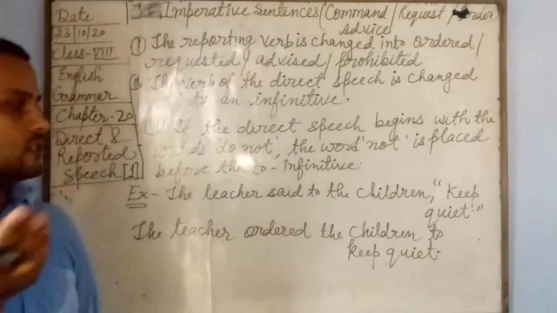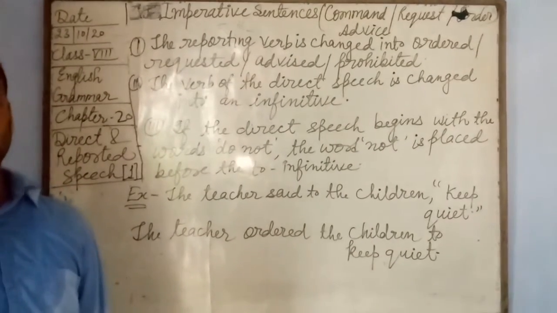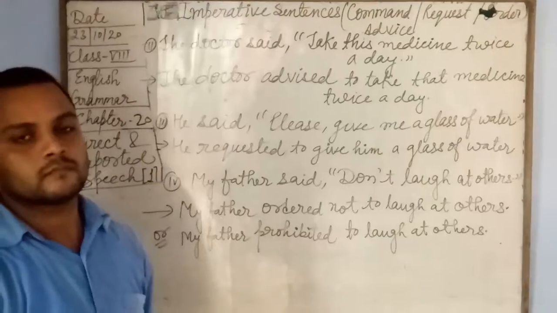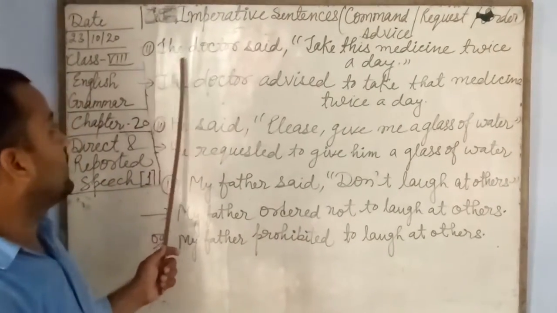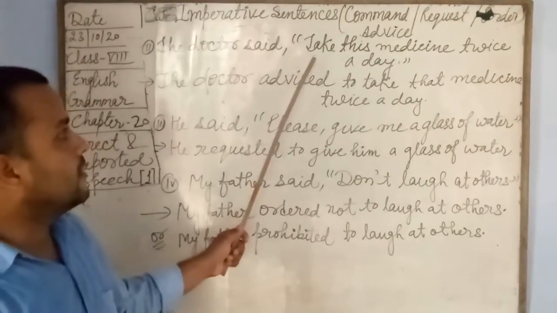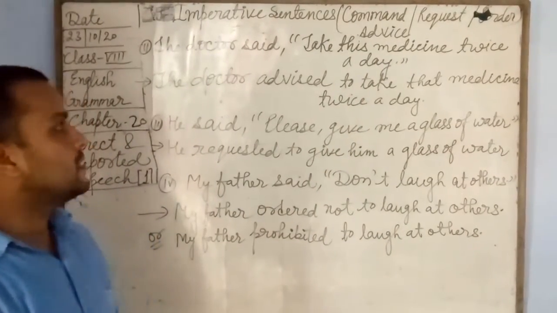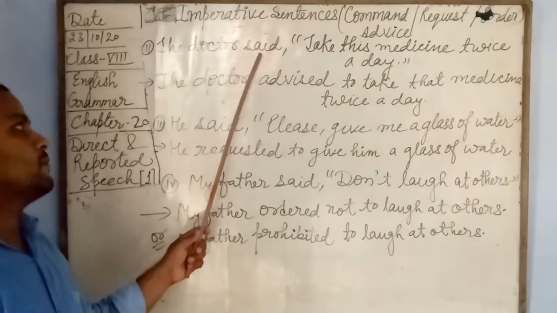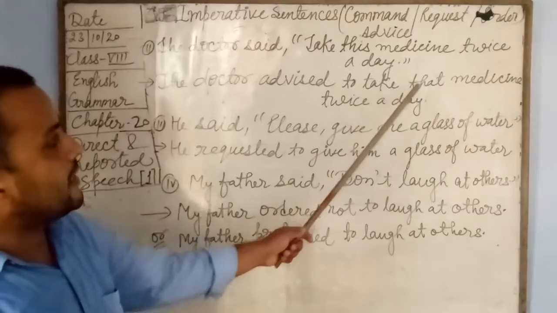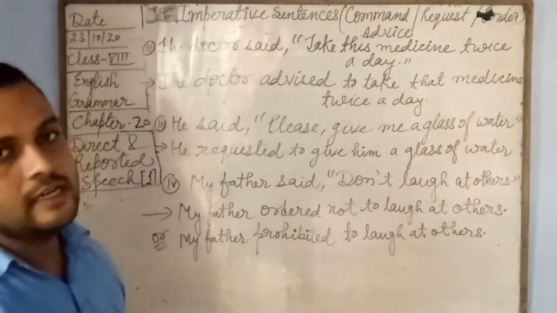We will not use "that" here in imperative sentences as we were using in assertive sentences, in statements. Okay? Now see another example. The doctor said, "Take this medicine twice a day." Here the sense of advice is in the reported speech, so we will change the reporting verb into "advised". The doctor advised to take that medicine twice a day.